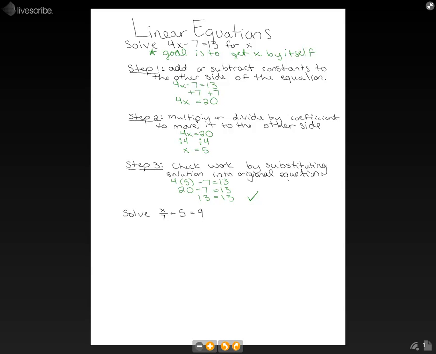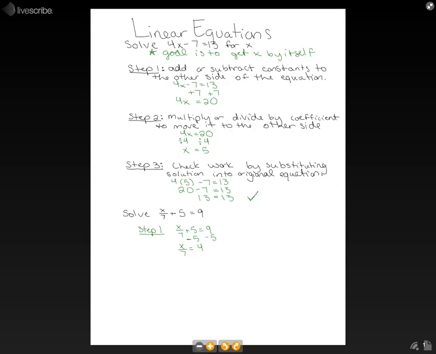Let's do another example with some other operations. Let's solve x divided by 7 plus 5 equals 9. So step 1 is going to tell us that we want to move our constants to the other side by addition or subtraction. Well, we have a positive 5 here, or plus 5. So we need to do some subtraction in order to get it to the other side, because the opposite of addition is subtraction. When we do that subtraction, we're going to get x divided by 7 is equal to 4.